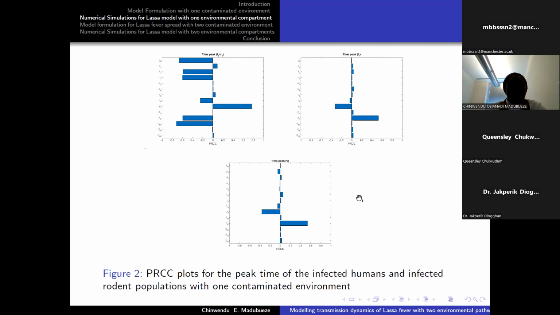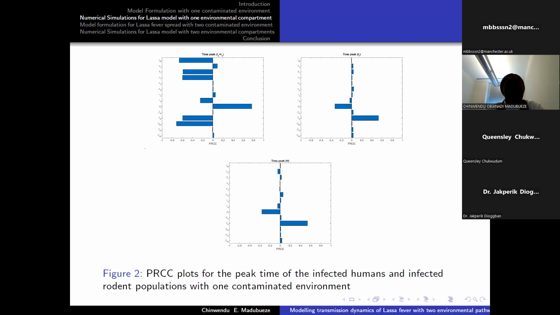Peak time, what contributes to the peak time? Why do we say peak time? Because if you know what contributes to the peak time, you can actually reduce it in order to stretch the peak. Then it will reduce the magnitude of the peak, but it can stretch the time in which the outbreak occurs. And that means many people will not get infected, but it will only stretch the time. So that is what we consider the peak time.